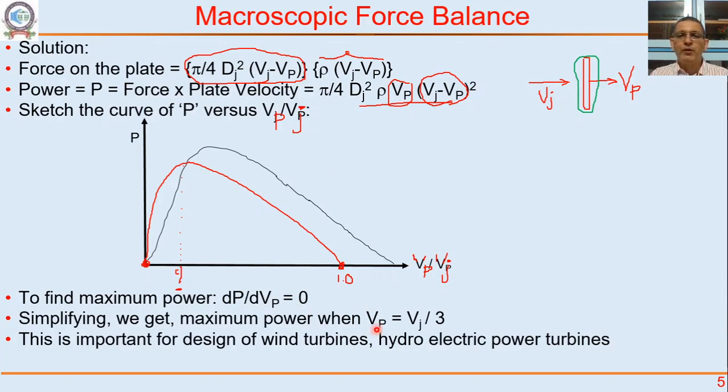So simplify, and what you will find is that when Vp is equal to Vj by 3, that's where the power is maximum. So all turbines, hydroelectric turbines, are designed for this velocity, Vj by 3. They are made to rotate at this velocity so that the power delivered by the fluid to the turbine is maximum. In short, we will be able to get maximum power out of that turbine.